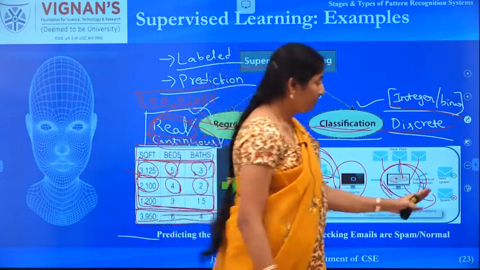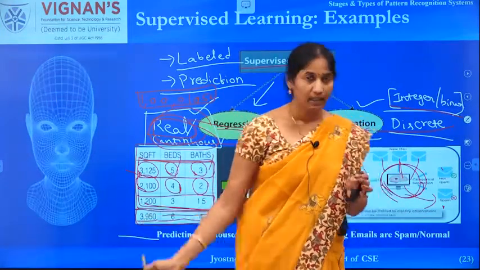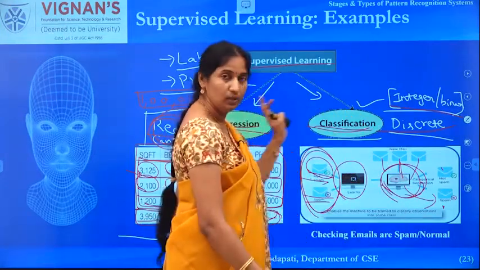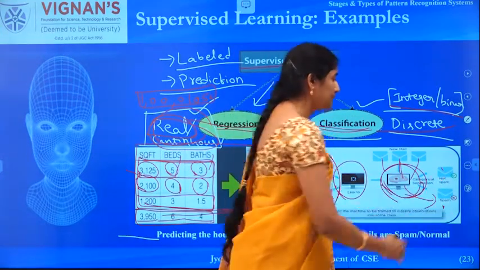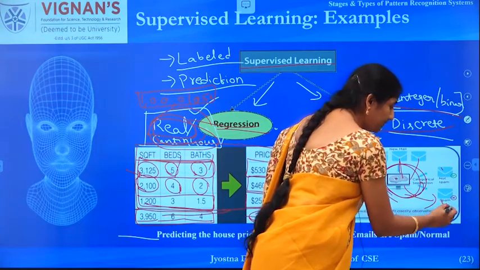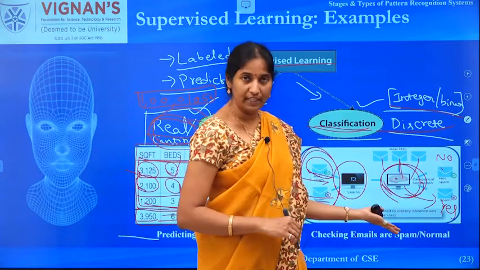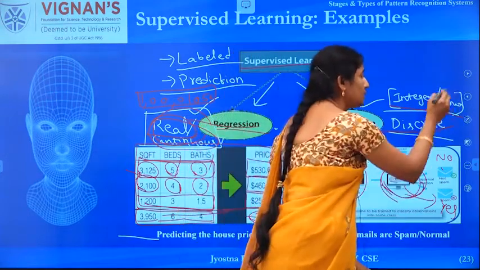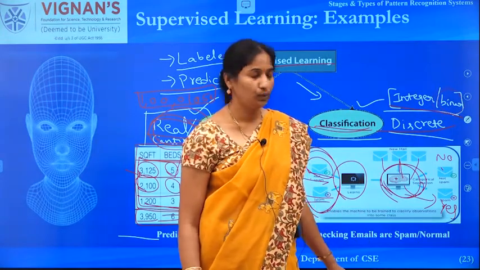If you consider the output, the type of prediction, here also it's predicting, and here also it's predicting. Here it's predicting a continuous value, but here it is predicting a binary value. Say, for example, if it is spam, then the output is yes; if it is non-spam, then it is no. Yes or no, true or false, right? So in this case, the output produced by the model is a binary output.